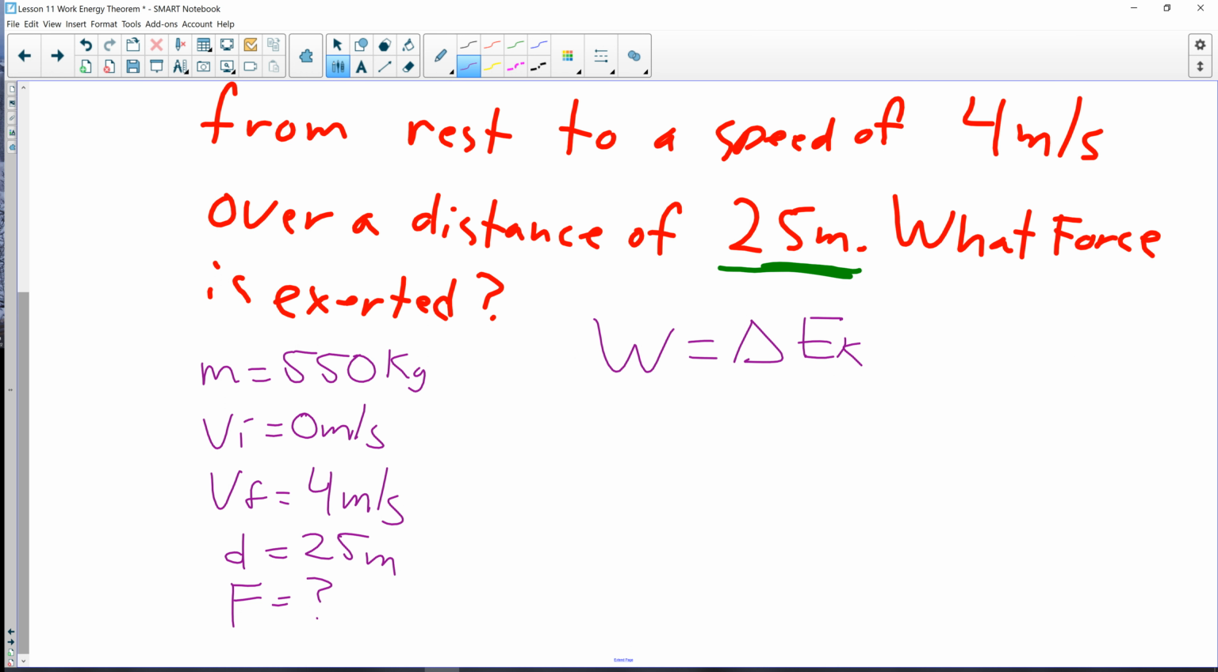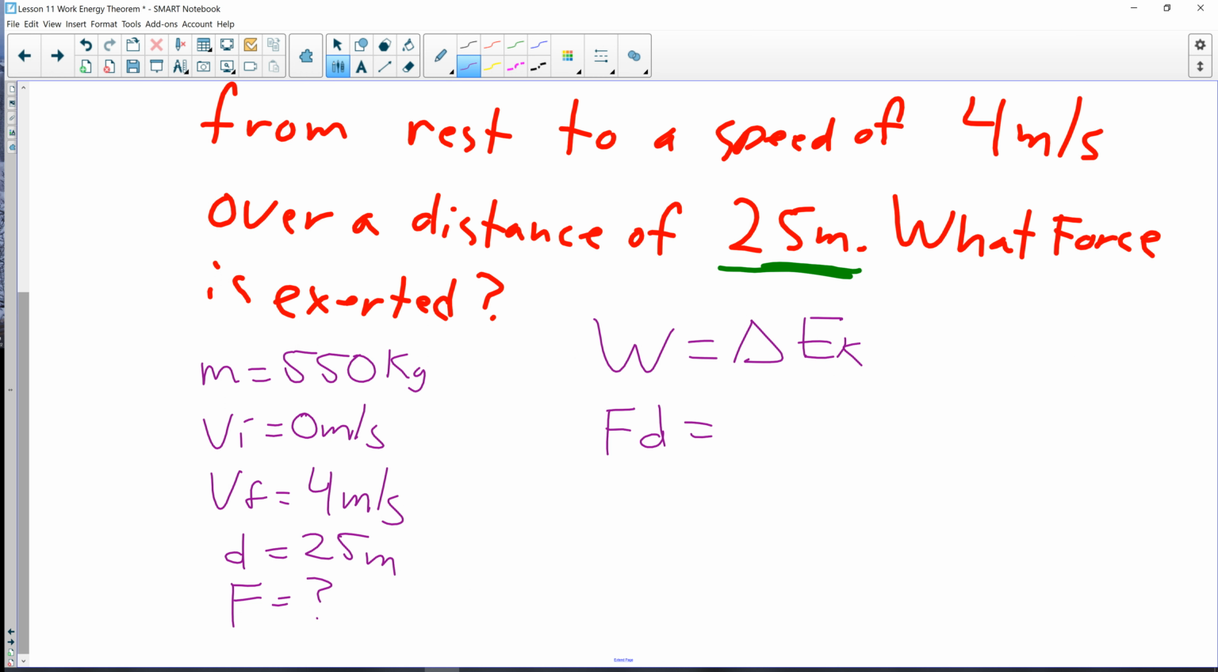All right. Next step, I need to expand this statement out. The way I calculate work is force times distance. That gives me a way to calculate what the question is looking for, which is force. Okay? If you didn't have this done already, make sure you're writing down what I'm doing.